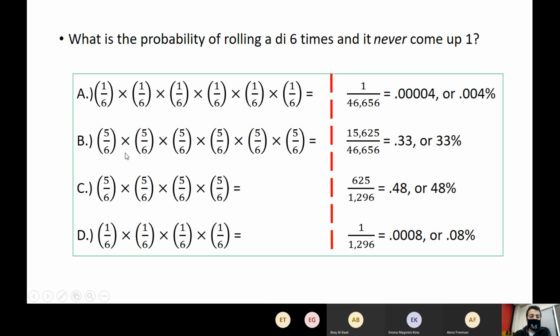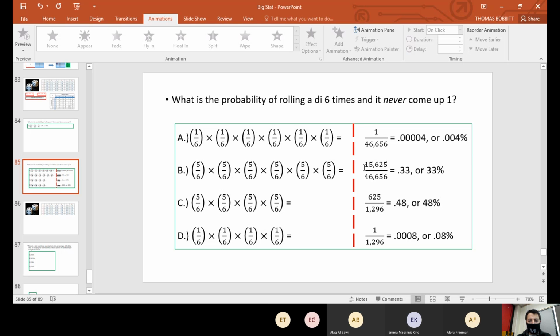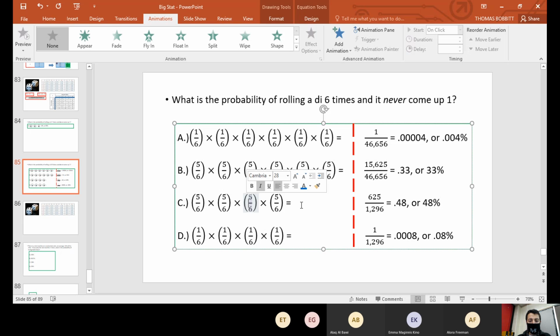And so the probability that it lands up as something other than 1 on all 6 of them, the way we get that is we're just going to multiply these all together. All right, that's how the multiplication rule works. And let me write it out in a way that might be helpful to you guys. So I'm going to go ahead and erase this for the time being.